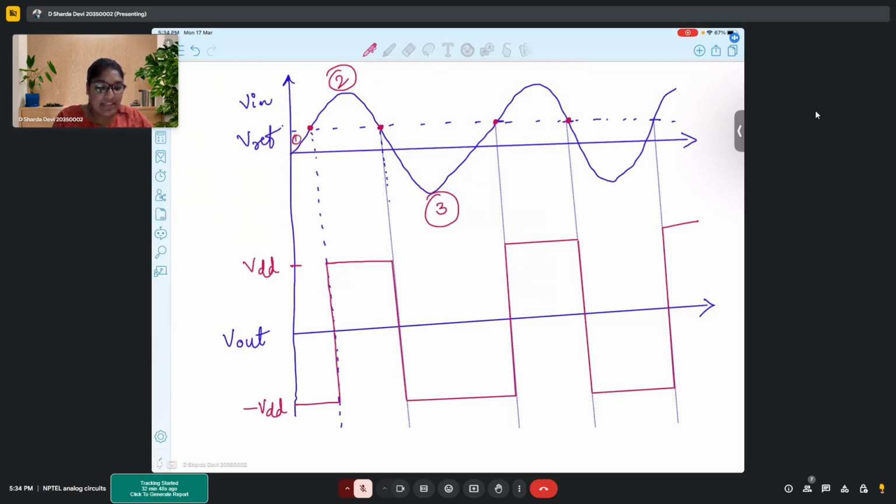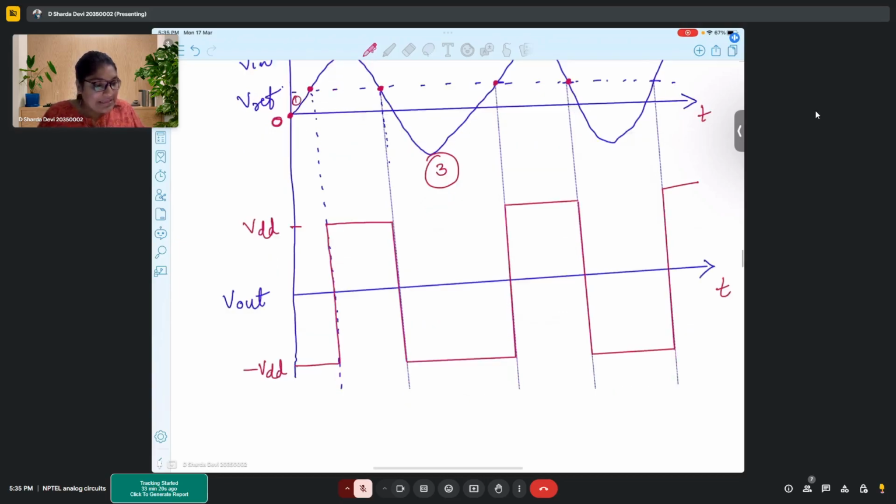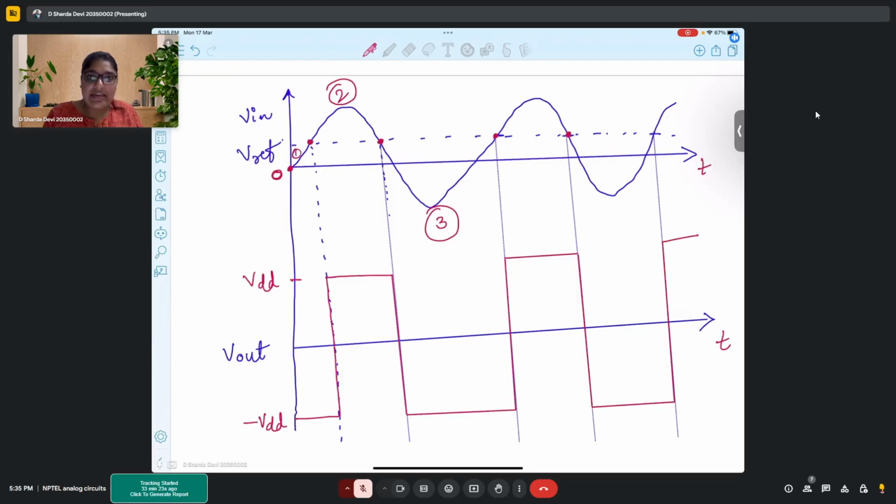If my Vref was at the 0 axis, then I would have got a symmetric square wave, correct? If my Vref, rather than being more than 0, this is 0 level. If my Vref was exactly at 0, then half of the input is greater than Vref, half of the input is less than Vref, right? So I would have got a perfect square wave, correct? So this is the basic idea of comparators, right?